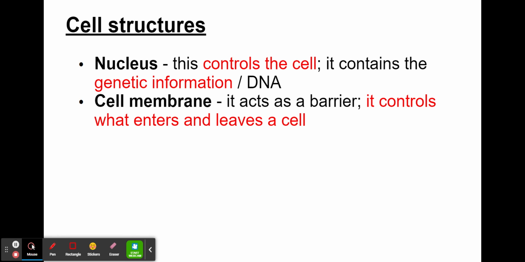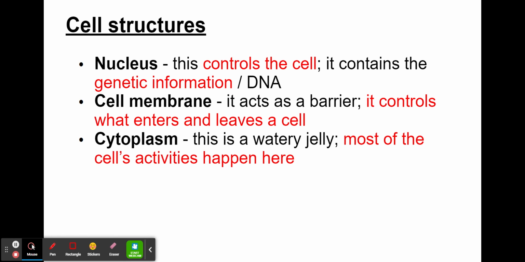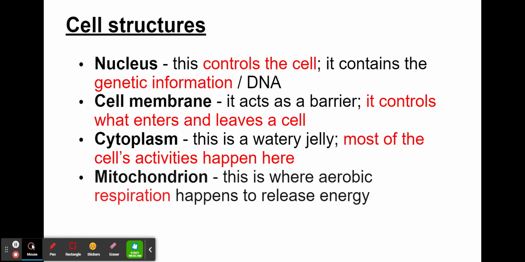We also had our cell membrane. The cell membrane is extremely important. It's going to control what enters and leaves the cell. Our cytoplasm is that jelly-like structure within the cells in both plant and animal cells, and it's where most of the cell's reactions and activities happen. And then lastly, the mitochondrion is a really, really important structure within both plant and animal cells. And that's where something called respiration happens. And respiration is a reaction that allows the cells to release energy in order for those cells to live.